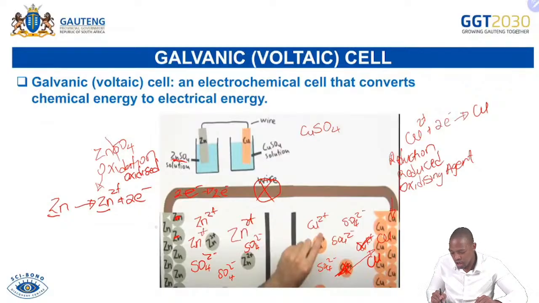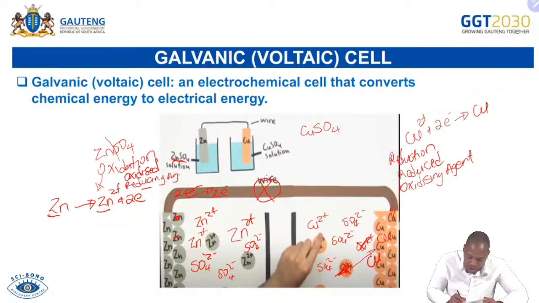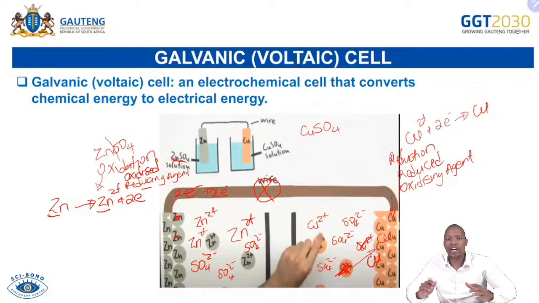Zinc causes a reduction to the other person. So zinc is a reducing agent because it causes reduction to the other side. Get used to the terminology, please, grade 12. It's going to help you, okay?